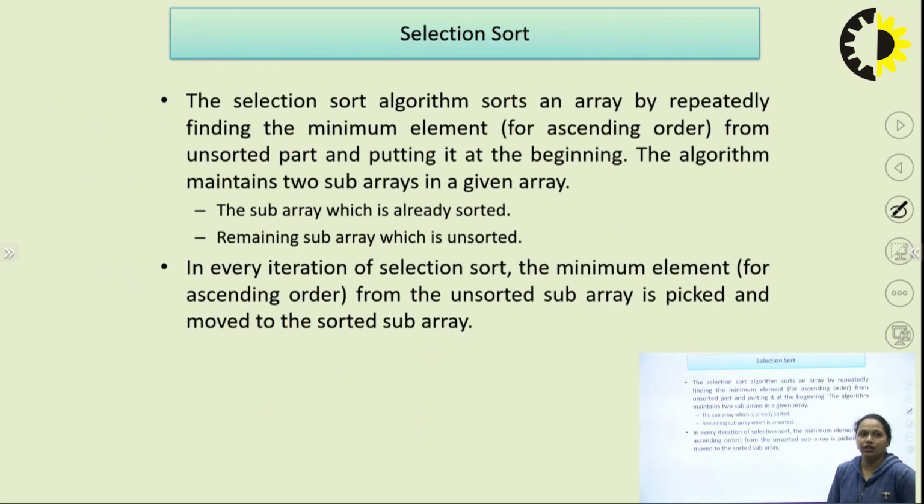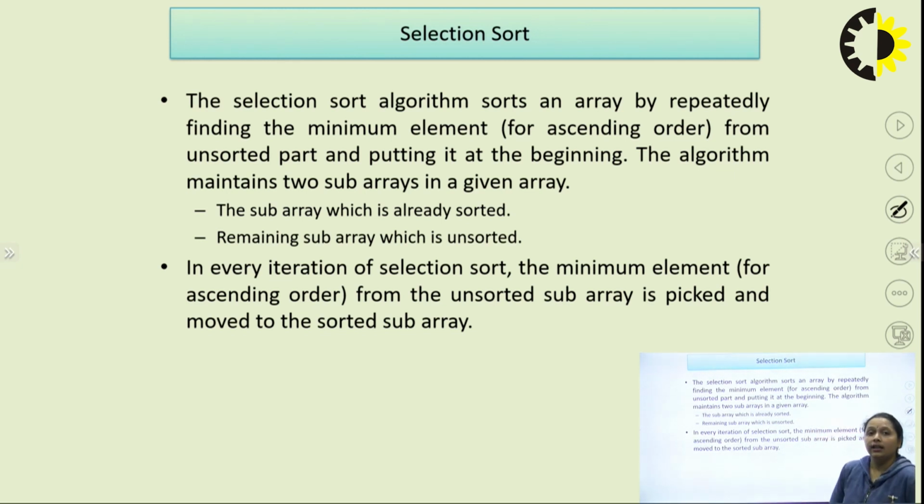Next we have selection sort. Just like bubble sort, selection sort is another sorting technique which allows an array to be in sorted order. We arrange the elements in a proper order. But the technique of selection sort is very much different from bubble sort.